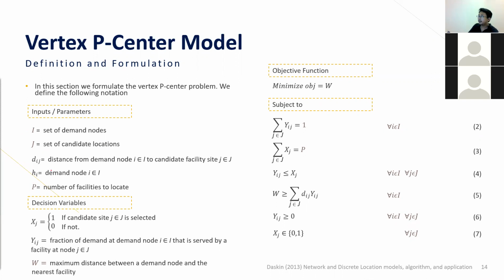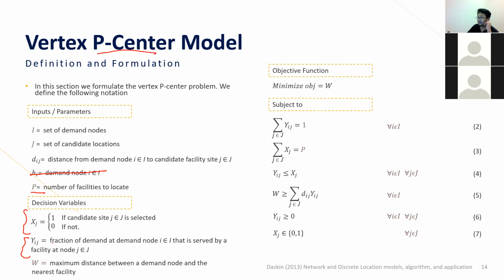So the demand is not necessary for P-center. And then P is the number of facilities to be located. The decision variable is, we still use the same one, xj, to represent whether we want to allocate the candidate facility J or not, and yij is the new decision variable that is introduced for the P-center model.